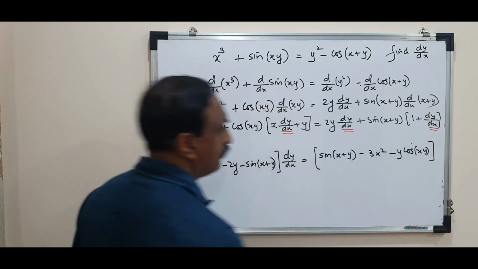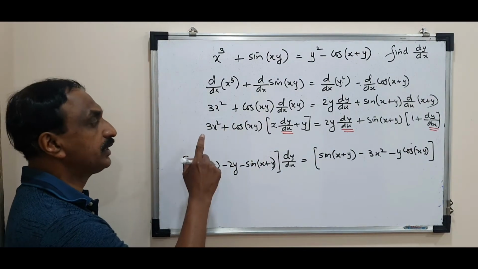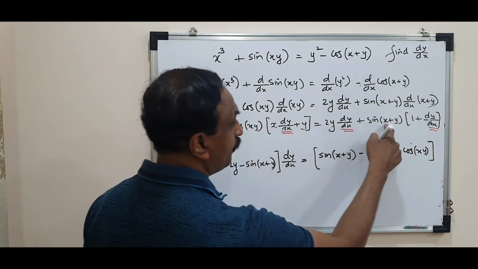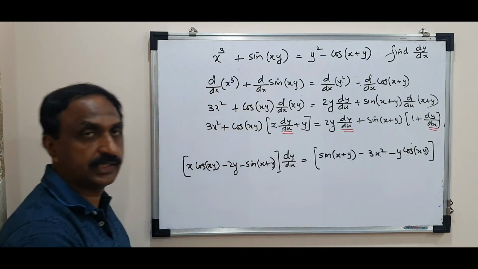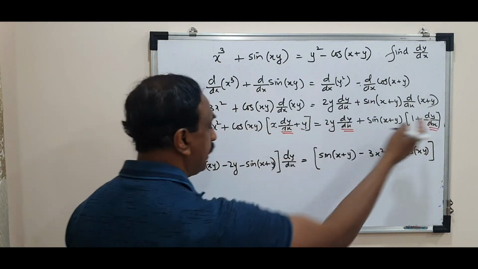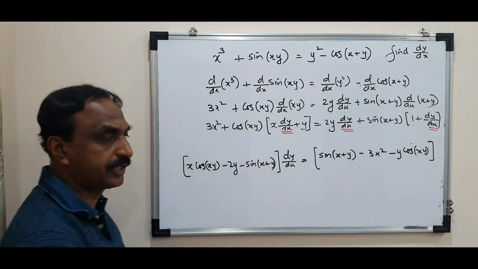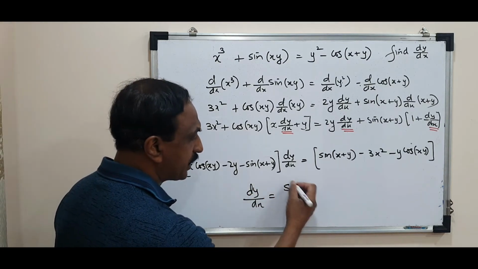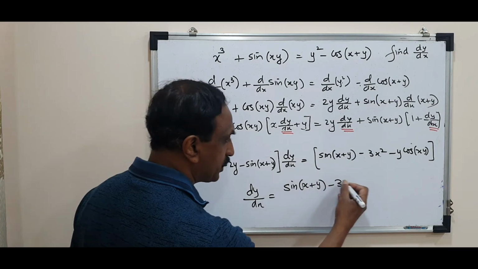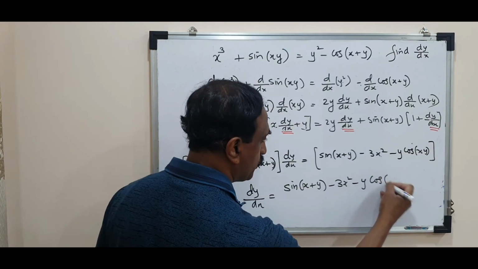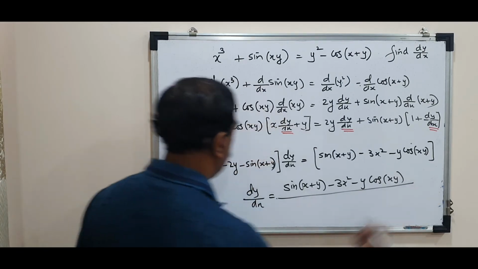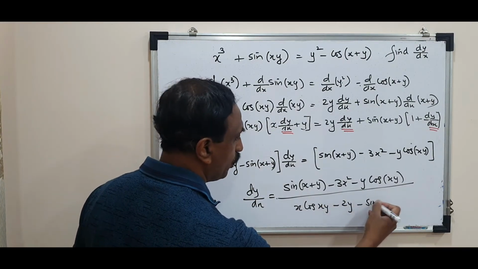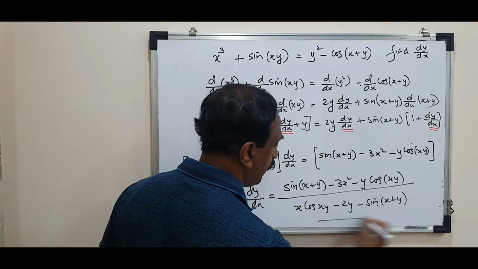So we have written all the terms. You may count the terms: 1, 2, 3, 4, 5, 6. So total 6 terms are there. Out of that, dy by dx has 3 terms on the left and the term without dy by dx on the right. So dy by dx is equal to, write your answer as it is, sine of x plus y minus 3x square minus y cos xy whole divided by x cos xy minus 2y minus sine of x plus y. And that is your final answer.